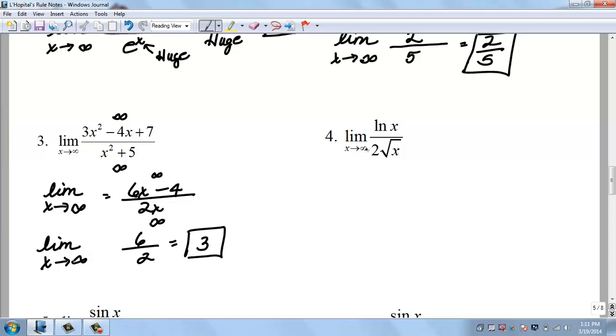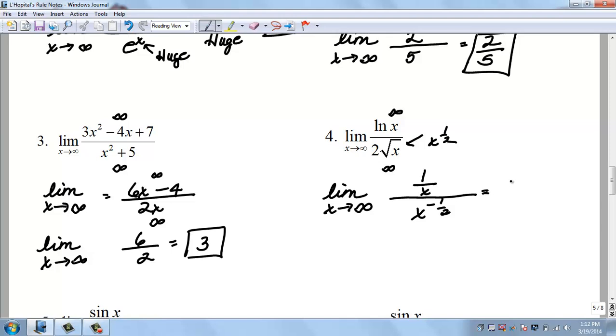Now I have this one here with infinity. The natural log of a huge number is huge, and 2 times the radical of a huge number is huge, so I can do L'Hopital's. The derivative of natural log of x is 1 over x, and the derivative of this is x to the half; remember, a half times 2 is 1, and it's going to be x to the negative 1/2. So if I put huge in here, I'm going to essentially have a 0 in the numerator, over huge, so I have 0 over huge, which is basically 0.